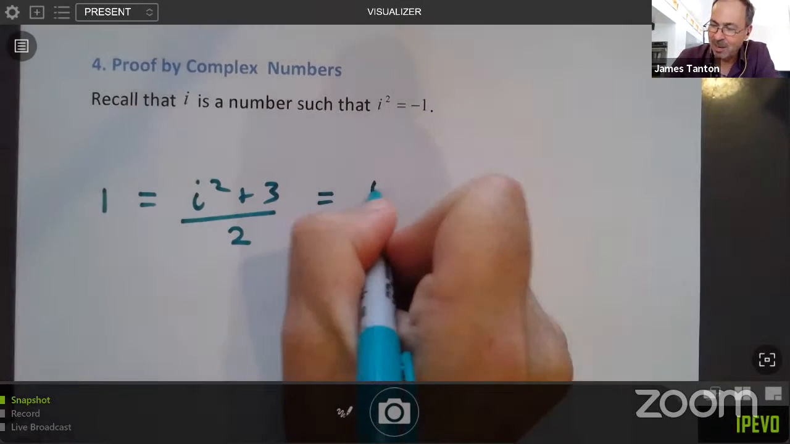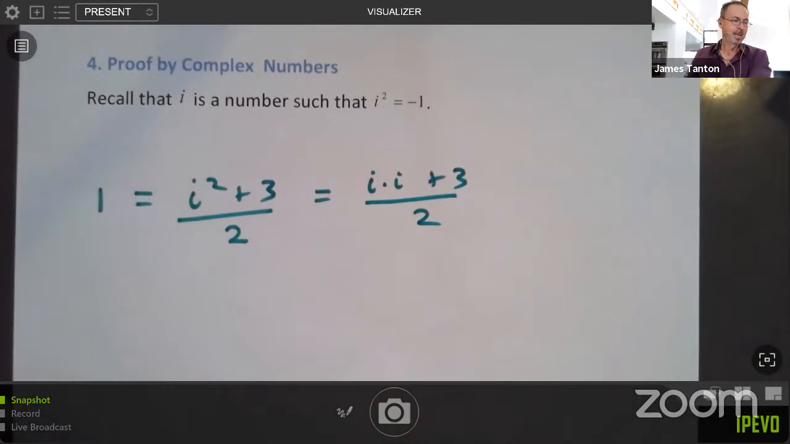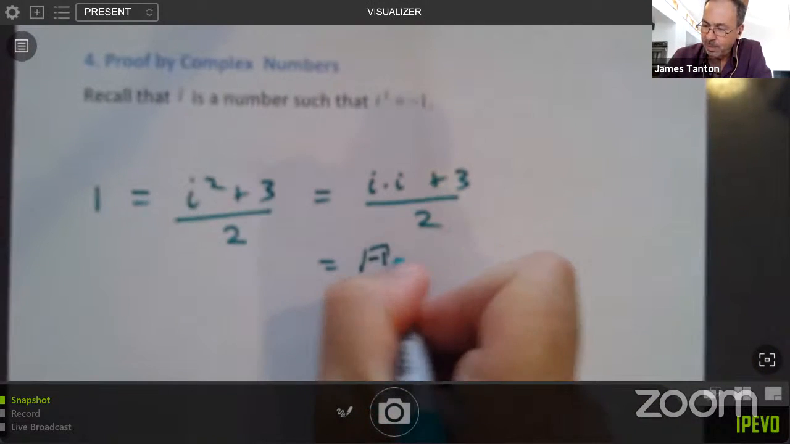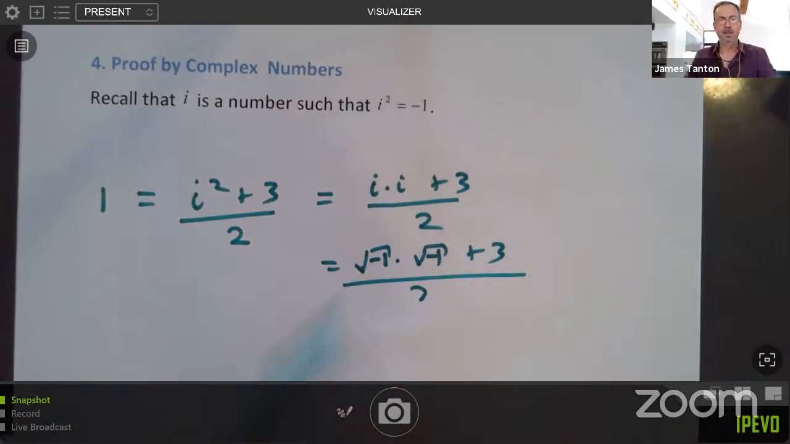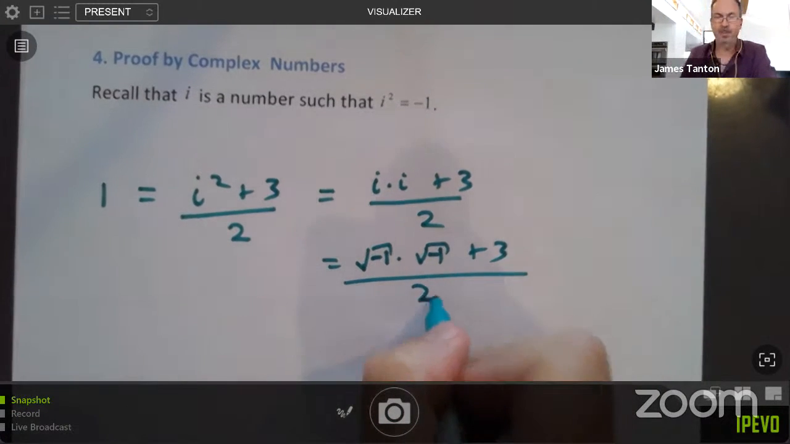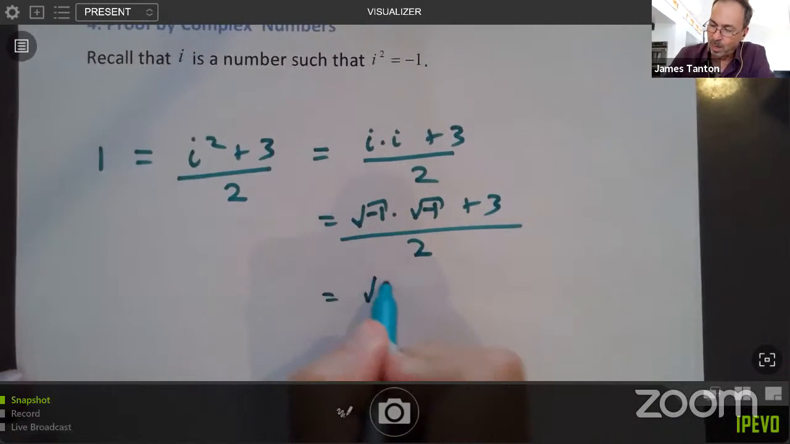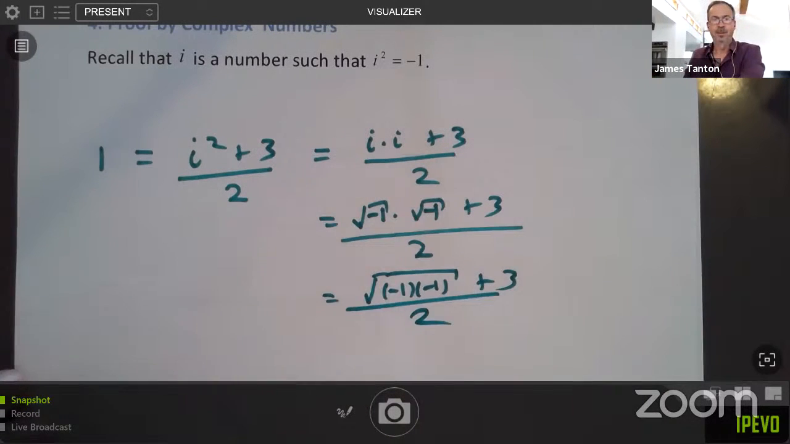i squared is i times i, plus 3, all over 2. That's fine. That's all good so far. But what is i? Well, i is the square root of -1. So it's the square root of -1 times the square root of -1, plus 3 all over 2. All right. If I can write neatly, that would be helpful. So square root times the square root, that's the square root of -1 times -1, plus 3 all over 2.